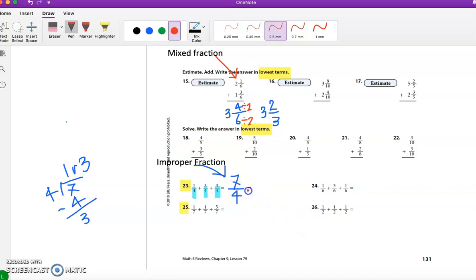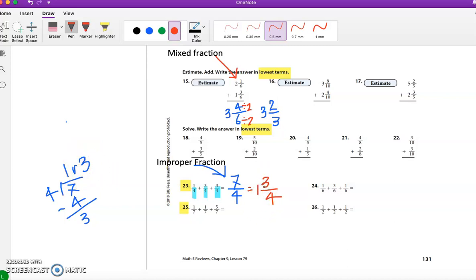How? Do you see this quotient? This will become our whole number. So I'm going to put the whole number in front of my fraction. Keep the denominators the same. And what is my remainder? 3. This will be my numerator. This is how we do it.